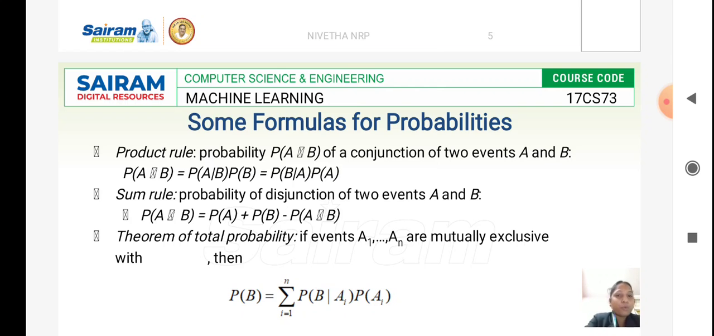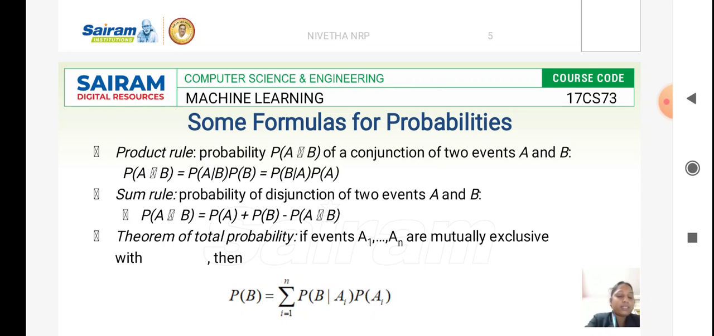Then we have the sum rule, which is the disjunction of both the events A and B. The sum rule states that the probability of A plus the probability of B equals the probability of A union B. This is the formula we use for the sum rule.